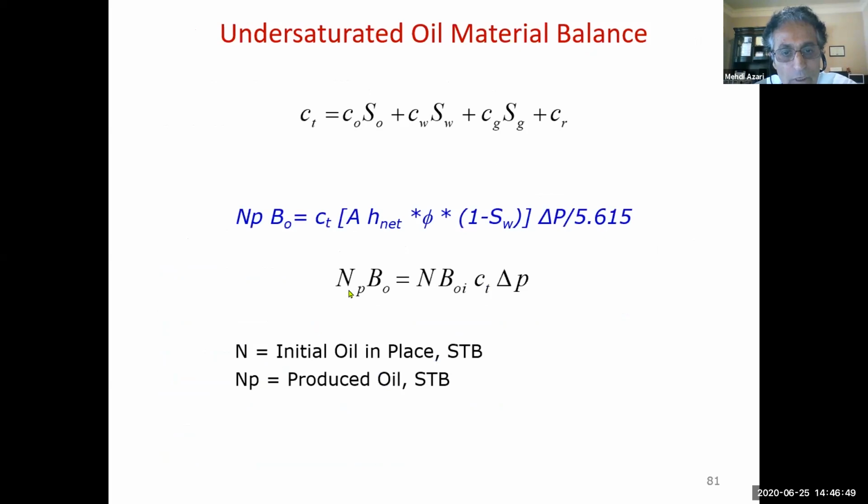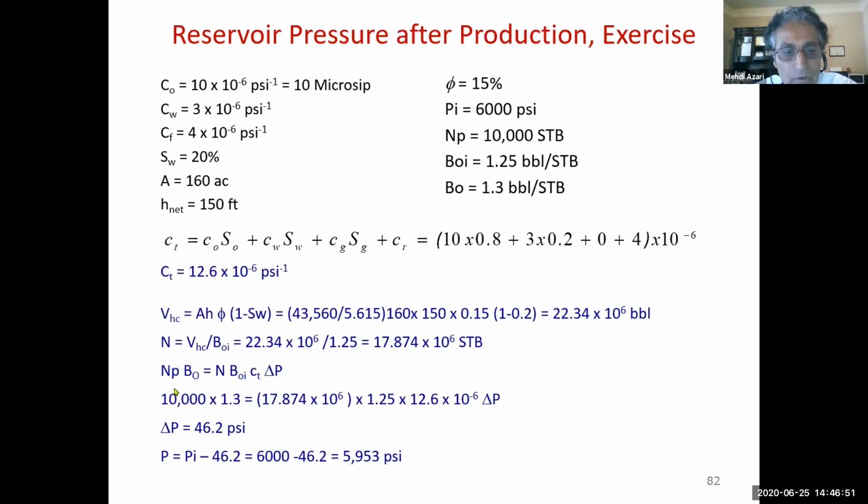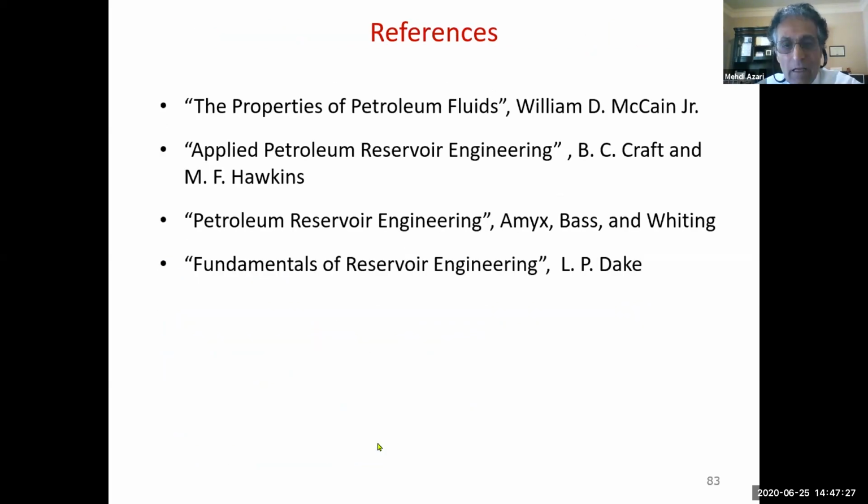Then I put in this equation, Np in this equation, which is here. Then I produce 10,000 barrels, Bo right now is 1.3, N is this much, Boi is 1.25, CT is this, that's CT, delta P. So now you still get, the delta P is only 46. Remember before was like a big number, like a few thousand, now it's only 46. So you can see that having these fluids in the reservoir is going to help maintain the reservoir pressure. So pressure is going to drop from 6,000 to 5,953. All right. And these are the references.